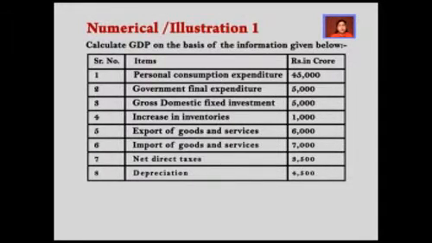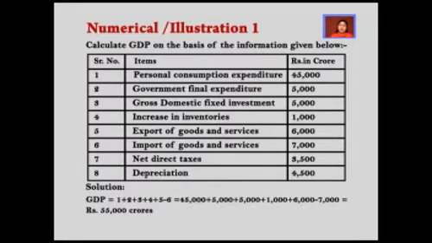Personal consumption expenditure is 45,000 crore. Government final expenditure is rupees 5,000 crore. Gross domestic investment is rupees 5,000 crores. Increase in inventories is rupees 1,000 crores. Export of goods and services, rupees 6,000 crores. Import of goods and services is rupees 7,000 crores. Net direct taxes, rupees 3,500 crores. Depreciation is rupees 4,500. So, what will be the solution? How will we calculate the GDP?